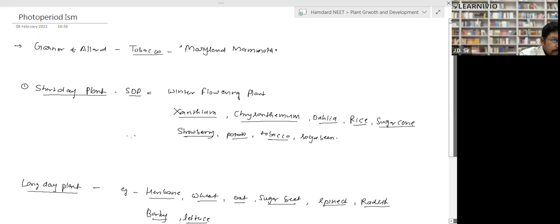What is photoperiodism? It is the effect of daily duration of light hours on the growth and development of plant, especially in flowering.